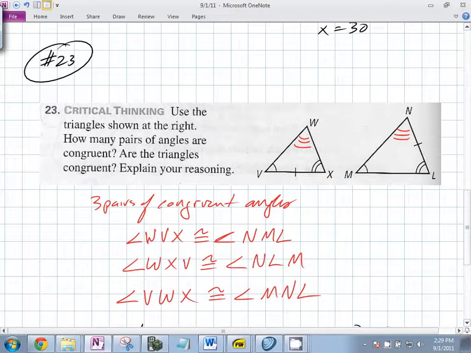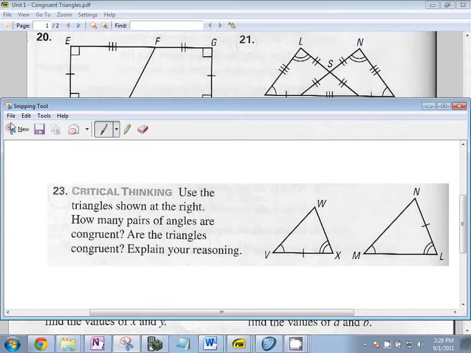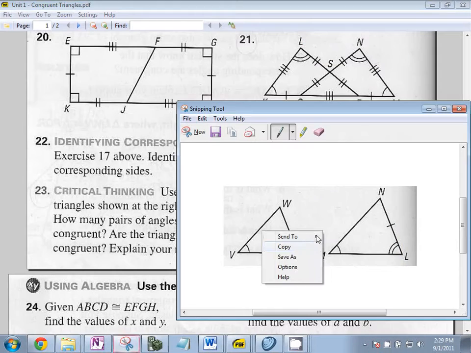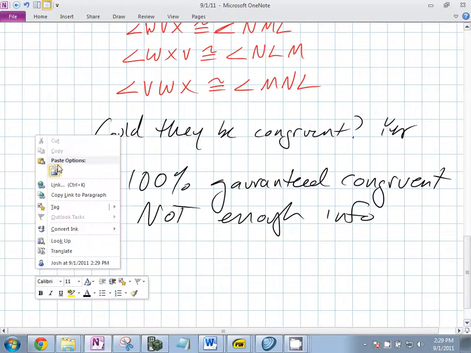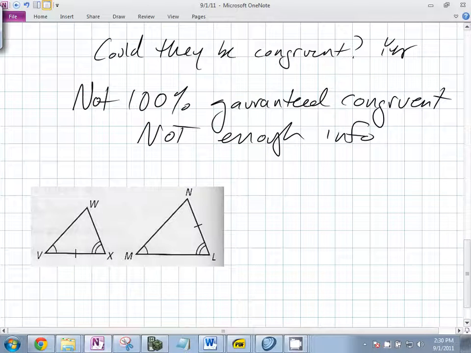Before we move on, I have one question for you. Let's say I still had these same triangles right here. Let's say I added one piece of information in. I'm going to add this in right here. Is that possible? Are those triangles congruent? Yeah. Absolutely. Why? You can only say 3 letters.